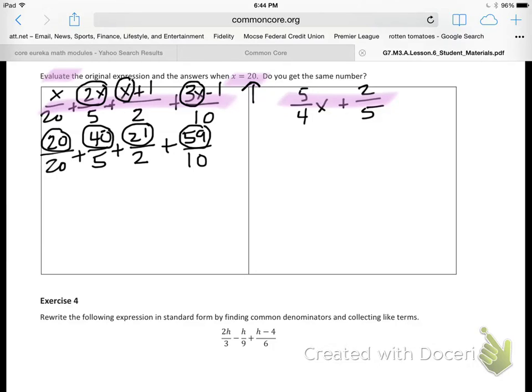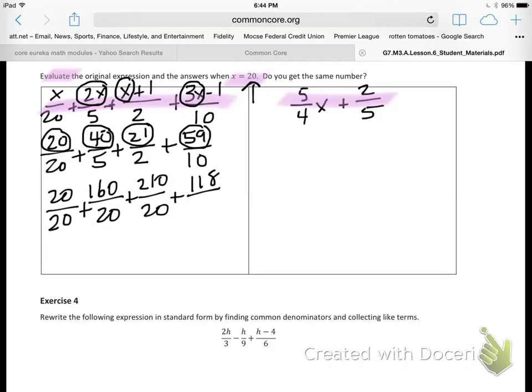So now I have all of that. All my numerators are set. I have no more x, my variable is gone, of course, because I plugged in my 20 for it. Now, of course, I have to again create my common fractions, my like terms. I'm using 20ths, so that's 20/20ths. This is going to be 160 20ths, and this is going to be 210 20ths, and this is going to be 118 20ths.